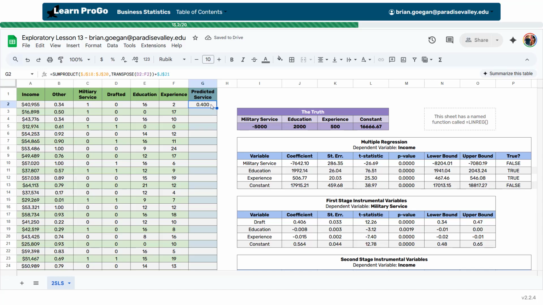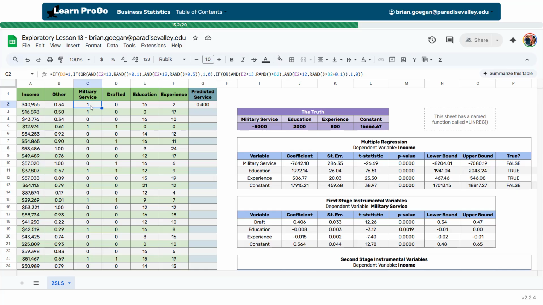There it is. This formula, again, is just computing our predicted value for military service from the results of the regression. And so this person has a 40% chance of serving in the military.